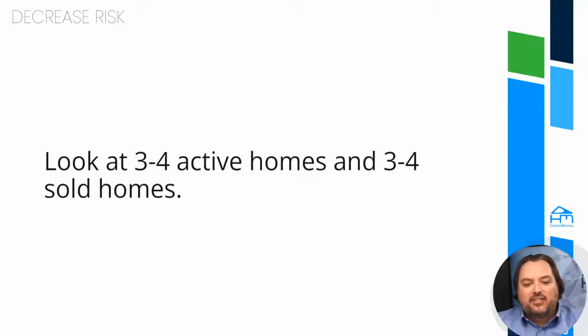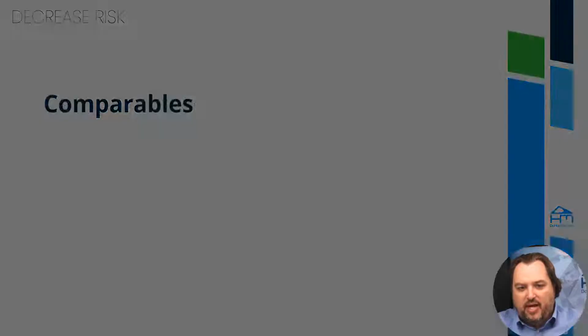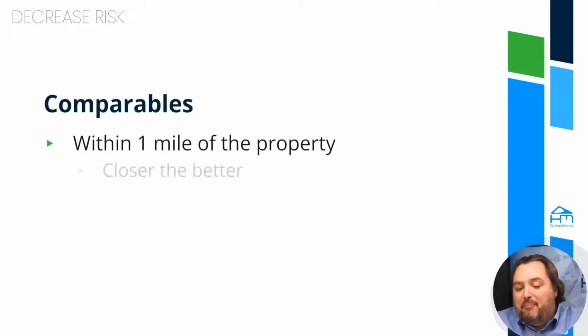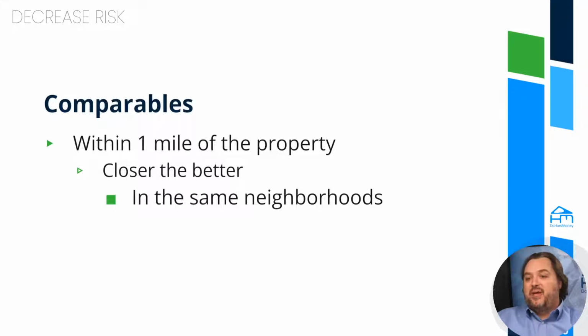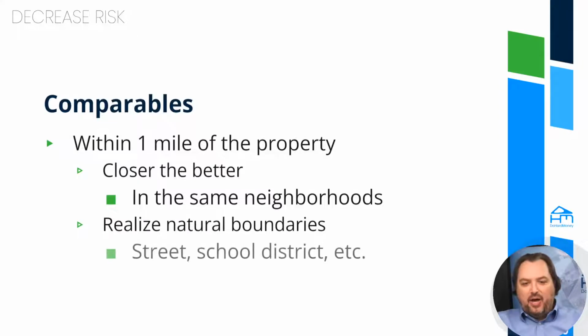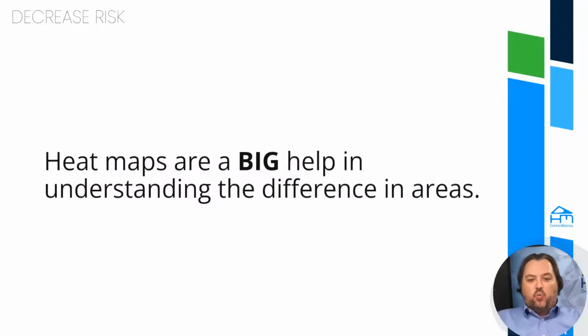So how do you actually do this? Well, what I do is I look at three to four active homes and three to four sold homes. We look at those comparables within a mile of the property. The closer they are, the better it is. We want to make sure they're in the same neighborhoods. And you've got to realize there's this thing called natural boundaries. These natural boundaries exist. It could be a street, it could be a school, it could be a river.